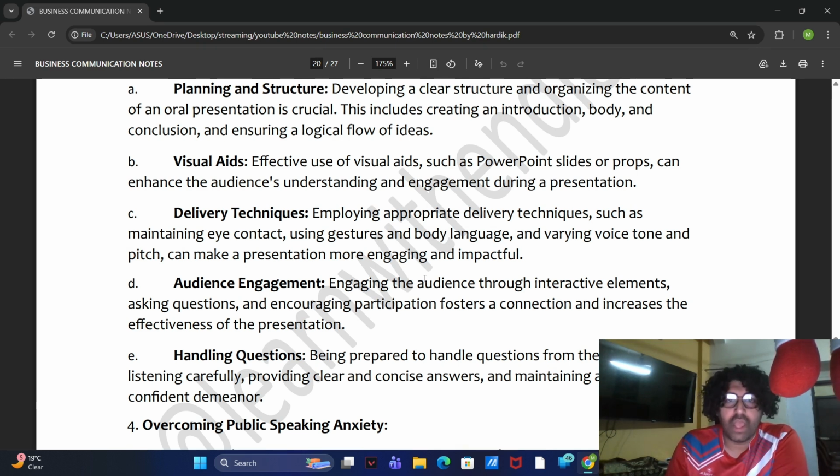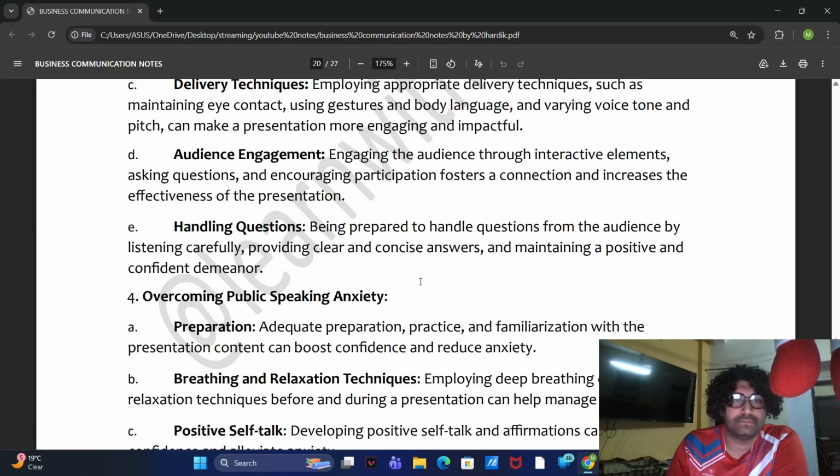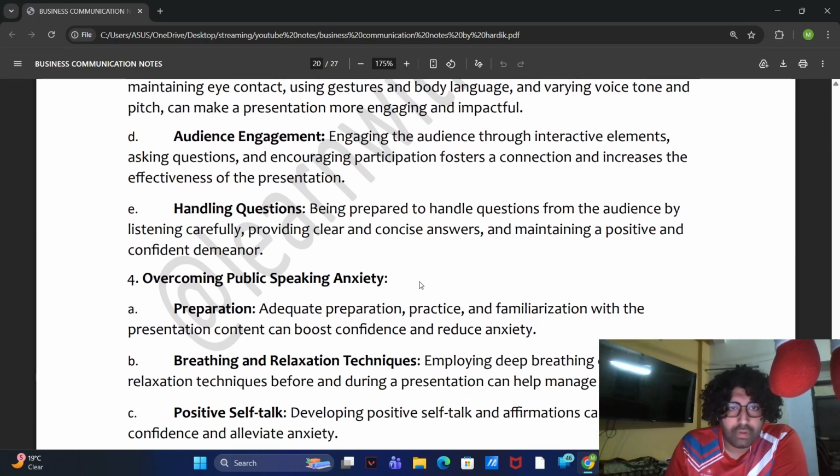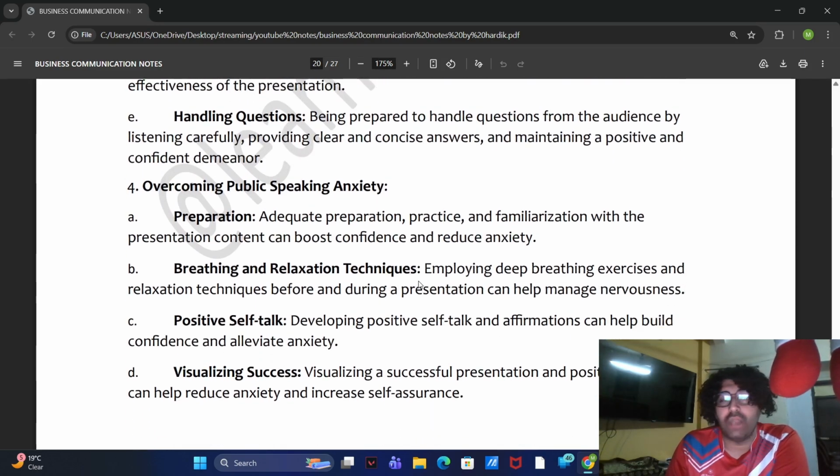Delivery techniques. Employing appropriate delivery techniques, such as maintaining eye contact, using gestures and body language, and varying voice tone and pitch, can make a presentation more engaging and impactful. Audience engagement. Engaging the audience through interactive elements, asking questions, and encouraging participation fosters a connection and increases the effectiveness of the presentation. Handling questions.